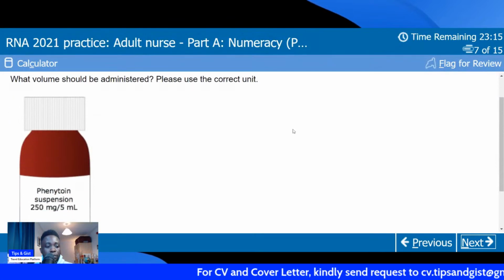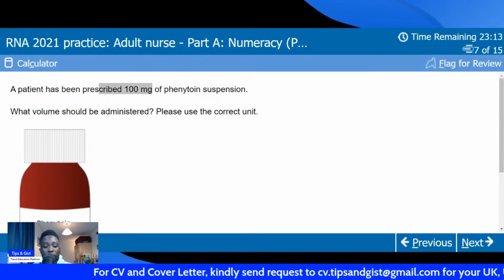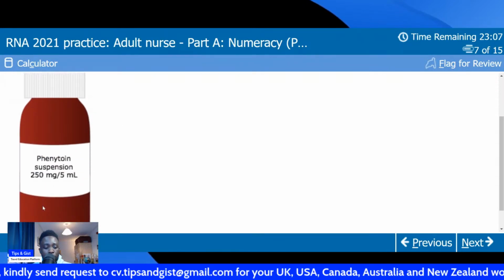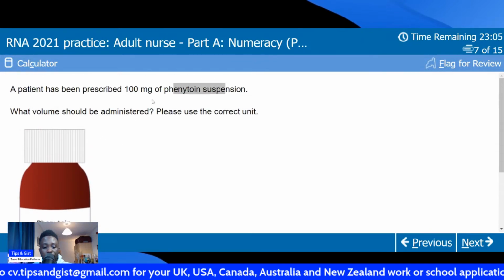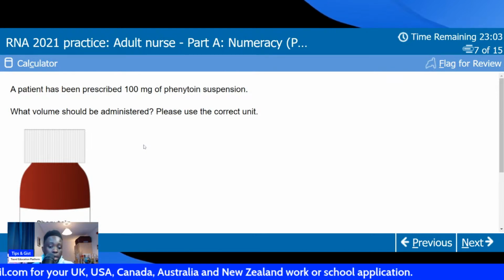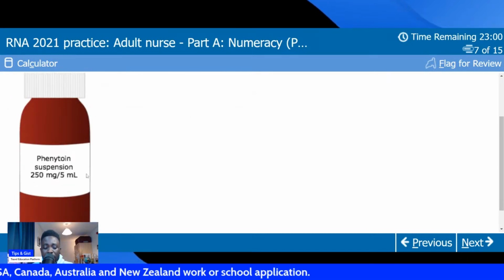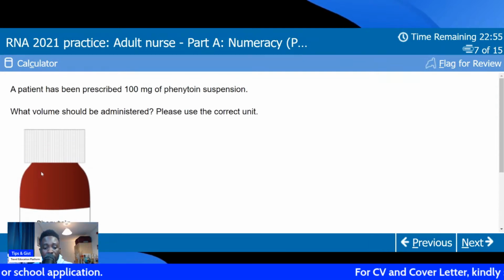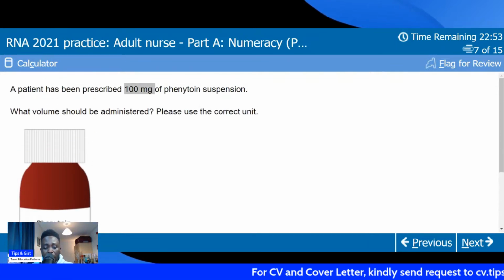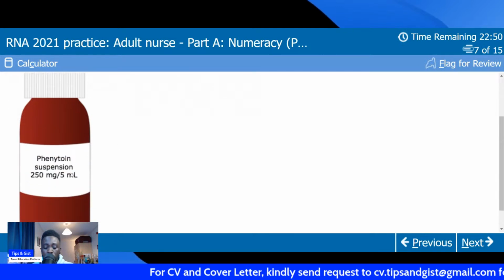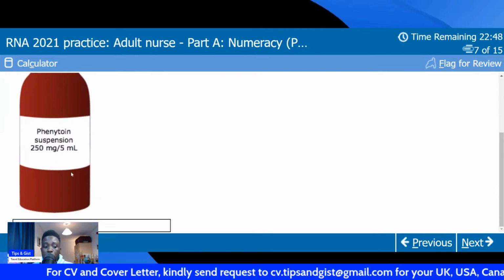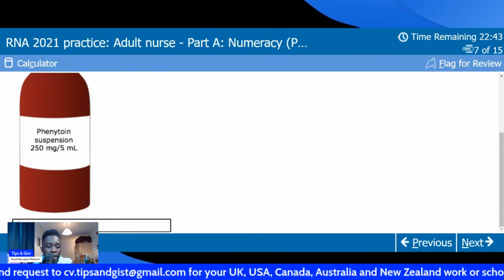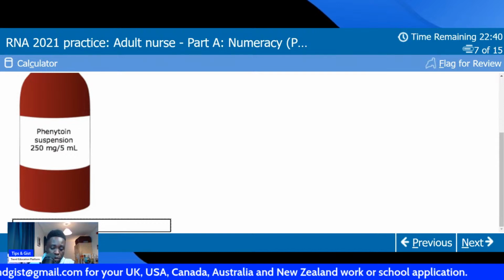All right. Next, a patient has been prescribed 100 milligram of phenytoin. Now, if you look at the prescription, it's 250 milligrams. So we know it's milligram to milligram. So we don't have to do any conversion. But the manufacturer is saying that if you pour 5 ml for the patient, you've given the patient 250 milligram, and the doctor is instructing you to give 100 milligram. That means you have to pour less than 5 ml. So therefore, if you do your division, you will note that it should be 2 ml. We already did that with the camera, so you saw it.